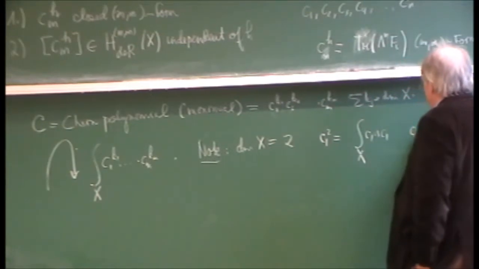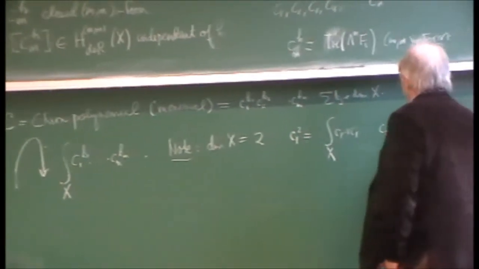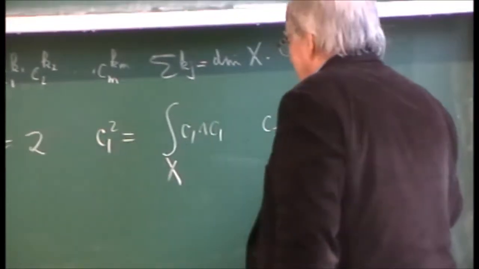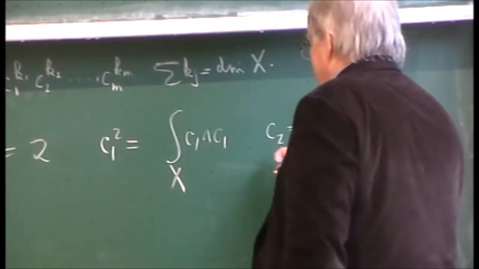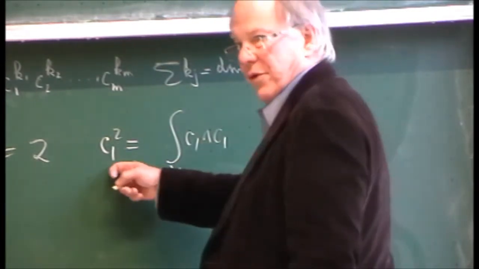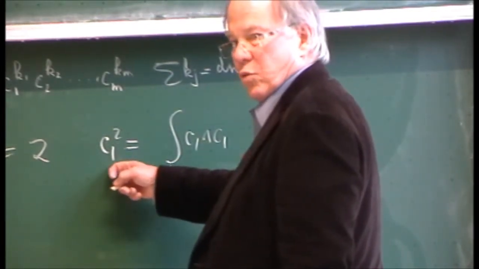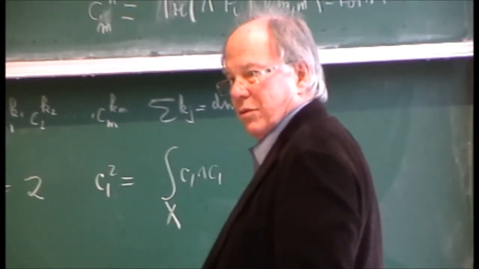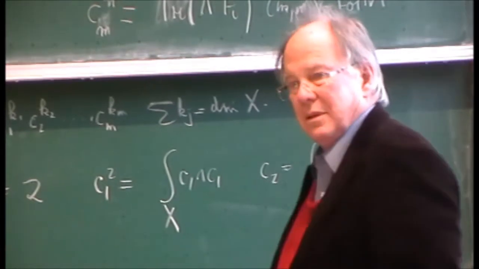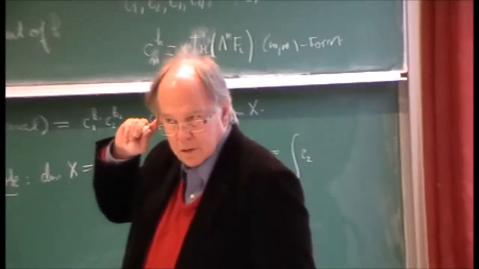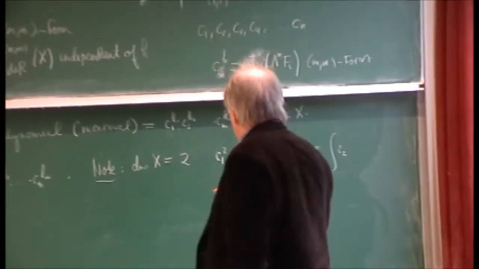Right. And C2 squared, and C2 is the integral just of the Chern class, Chern form C2. This is just bad notation. These are differential forms, these are the numbers. Okay? So you wedge up to dimension. This is really beautiful. And so it's the sum of j, k, j. The sum of j, k, j is the dimension of X.